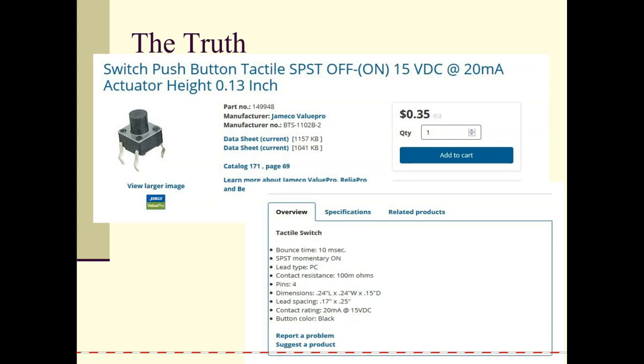So switches and buttons actually do have switch bounce. I'm not making this up. And what it's saying here is bounce time 10 milliseconds. What that really means is the output of the switch is guaranteed to be stable after 10 milliseconds. The thing may not bounce at all, may bounce like 1,000 times, you don't know, but it's guaranteed to be stable after 10 milliseconds.